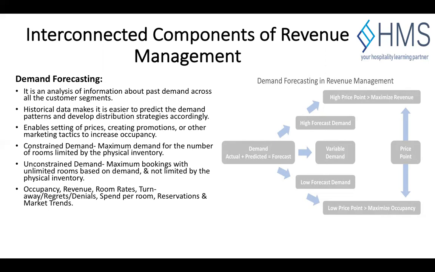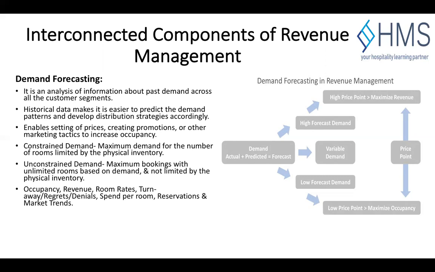Now, with the help of this simple formula and this diagram, under a high forecast demand, we determine a higher price point, and ultimately it maximizes revenue during the high peak season. And during the low peak season, we forecast low demand. That means the prices would be low in order to maximize occupancy. So here demand has a direct relation with pricing and revenue.